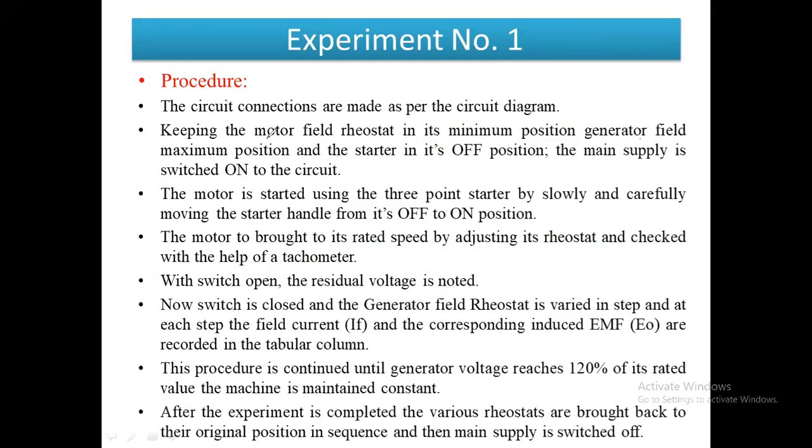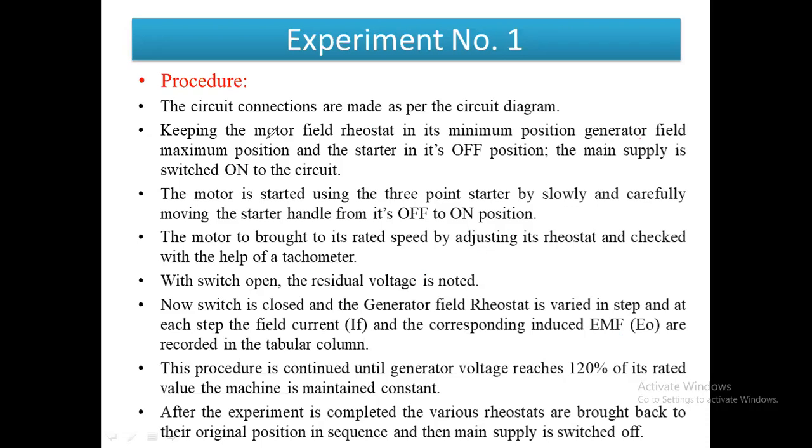And by using a starter, initially the starter is at the off position. The main supply is switched on. By varying the starter, that is the 3-point starter, by moving the arm slowly, we are starting the motor from no load to full load. That means we are starting the motor from its zero value of current to the rated current. The motor can be started using the 3-point starter by slowly and carefully moving the starter handle from off to on position. The motor is brought to its rated speed.